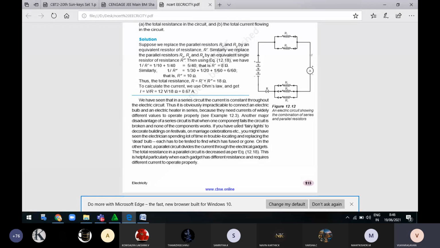The decoration light is called a fairy light. You might have seen the electrician spending a lot of time locating and replacing the dead bulb. Each has to be tested to find which has fused or gone.